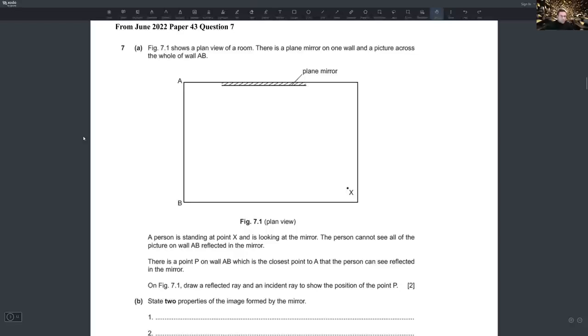Figure 7.1 shows a plan view of a room. So this is a room from above. There's a plane mirror on one wall and a picture across the whole wall AB. So there's a picture of, put whatever it is that you want over here. Maybe it's a stick figure man.